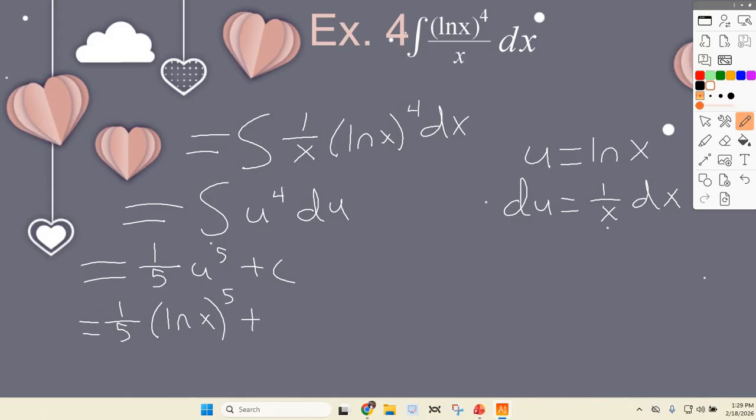Now, do be careful here, because that whole natural log is being raised to the 5th power, not just the x. So you do have to have parentheses around the whole thing. Otherwise, if you don't have parentheses, then you're saying the natural log of x to the 5th instead of saying the whole natural log of x raised to the 5th power.